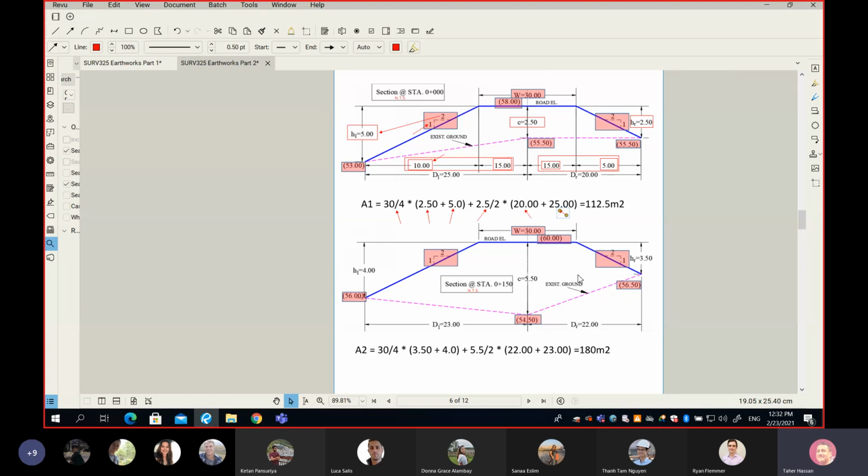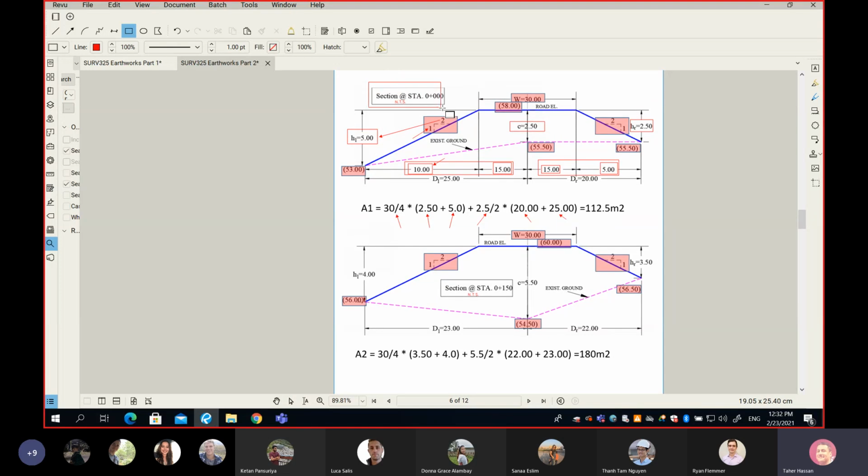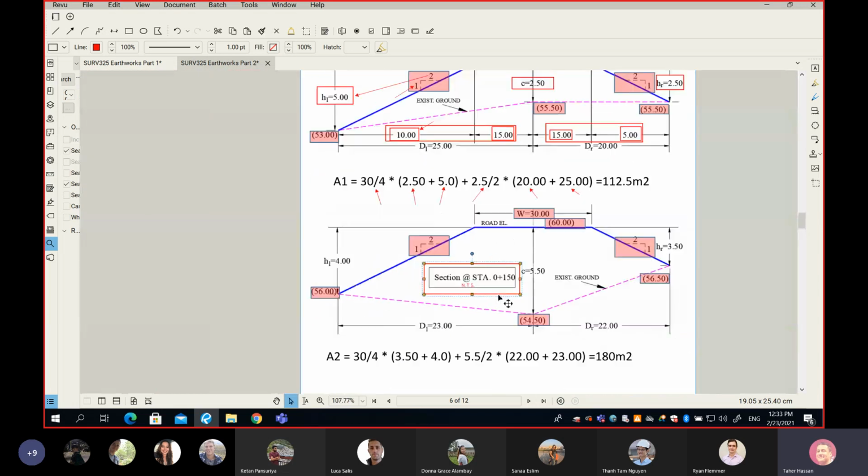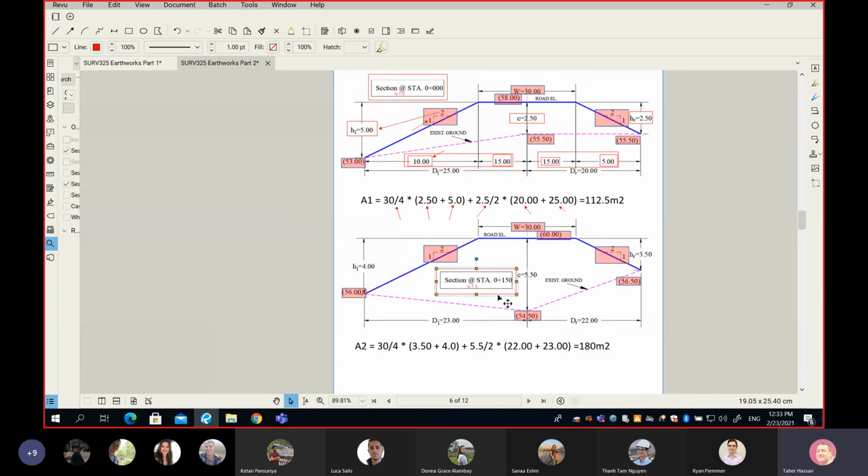So now you have two sections. We know the area here at zero. So please look at this. This cross section here is at station zero, that's at the start. And then we do have another cross section at 150 meter. Okay, so we have two cross sections. We are able to find the area.